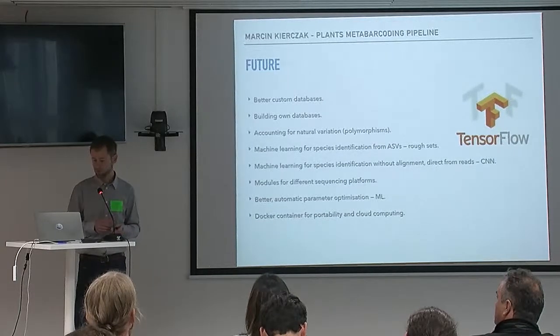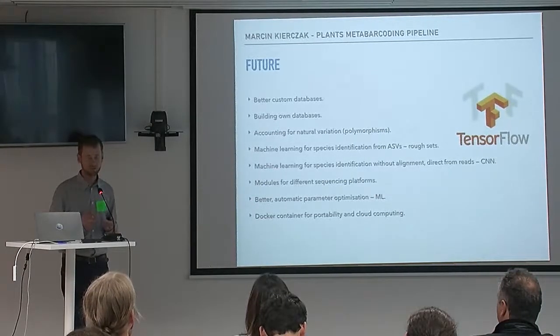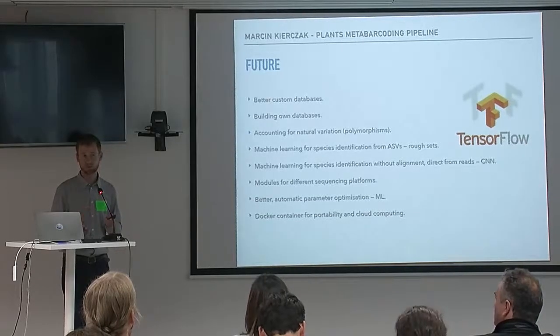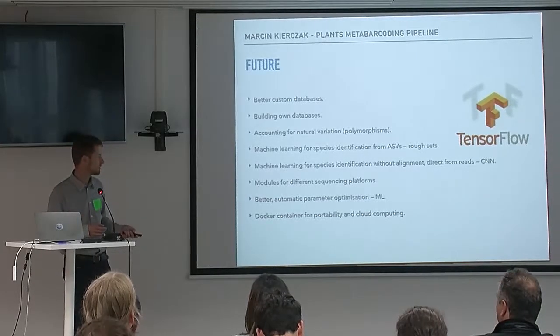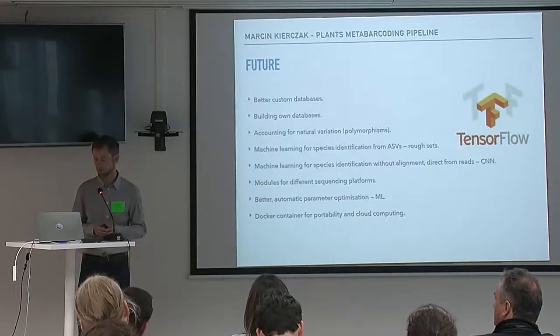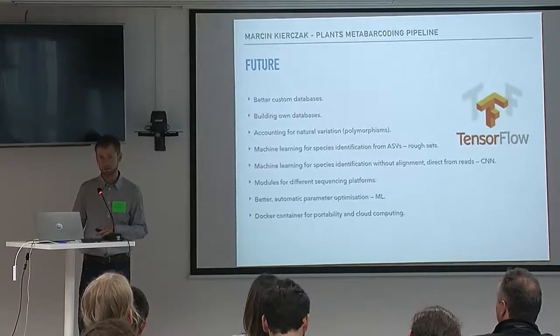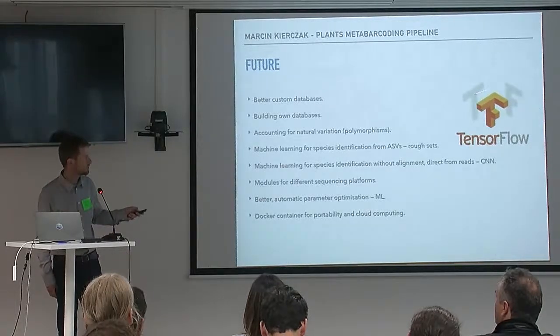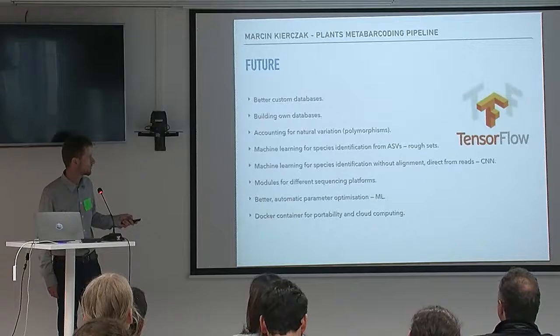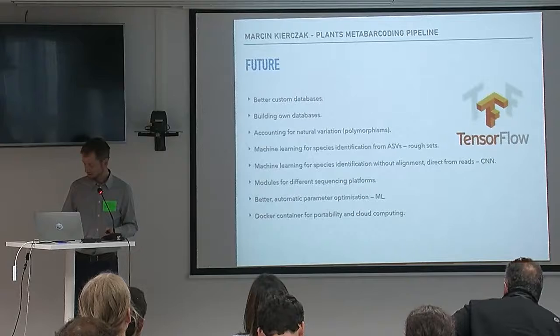We want to have modules for all, or at least the most common, sequencing platforms. We want to improve the parameter optimization and automatize it a little bit so that if runs differ from each other, you can tweak the pipeline a little bit. And we are working on this Docker container for portability as well. So those are the things that we are currently working with, and we are using TensorFlow, Google's algorithm, for this step actually. So that's why the picture is here.